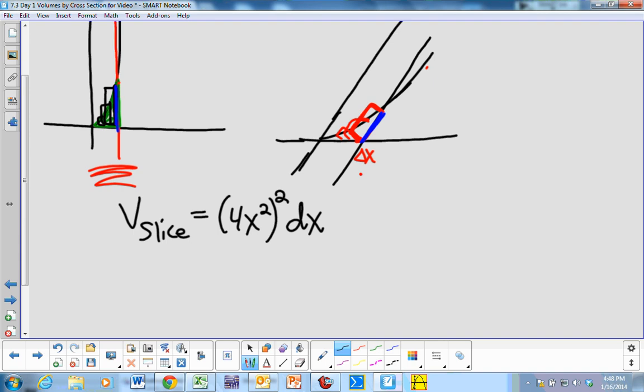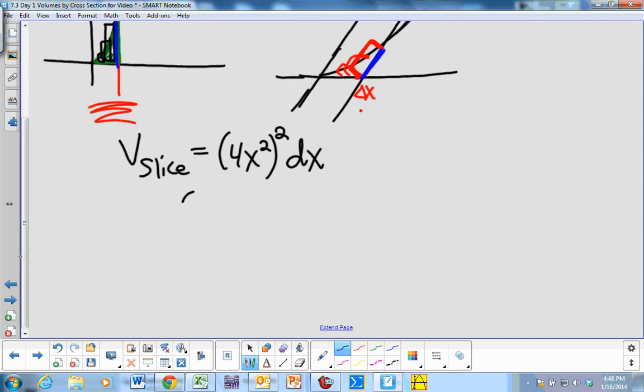Now you just have to imagine those 3D figures doing the same thing. And so we're going to then integrate it, and we know everything's in terms of x. So x runs from 0 to 1. Easy to figure out that intersection. And it's this function, so that's 16x to the 4th, if I go ahead and square it, dx.